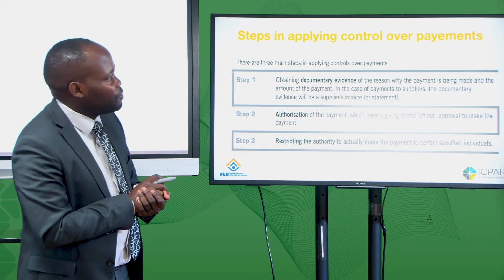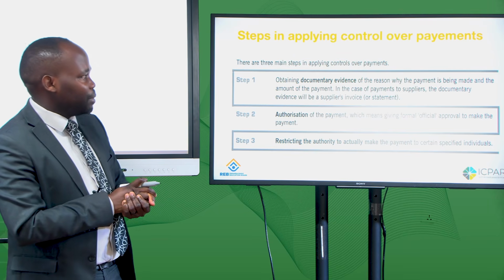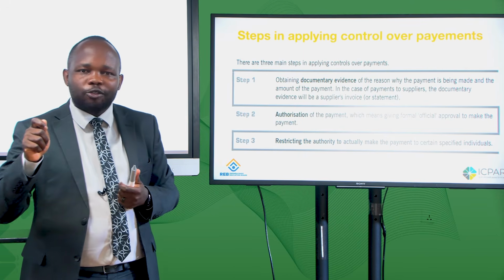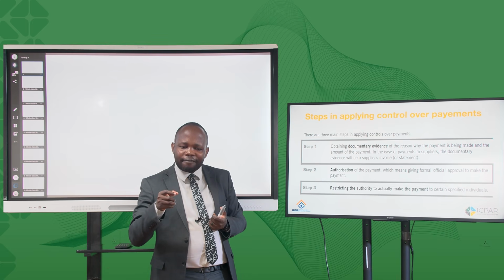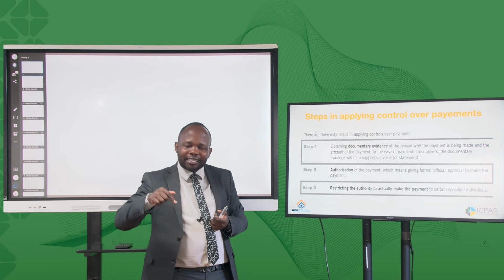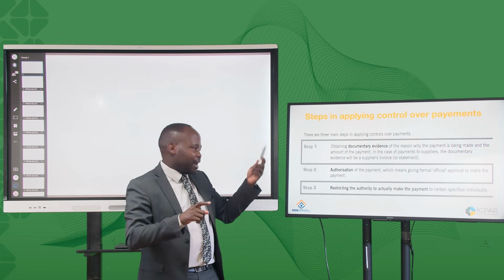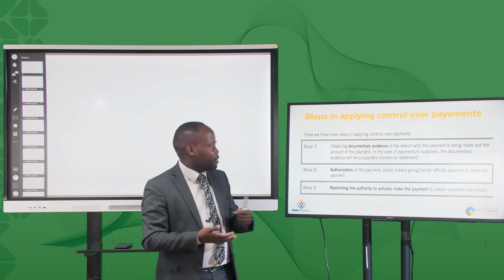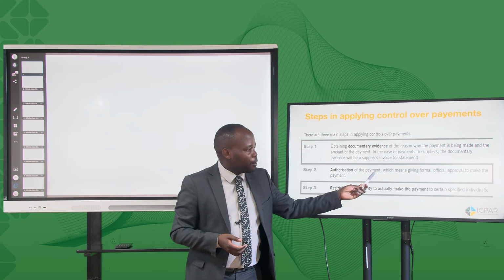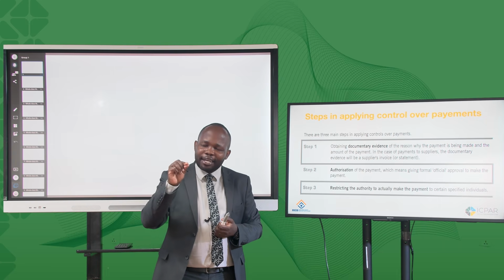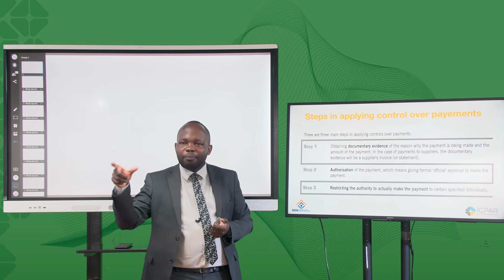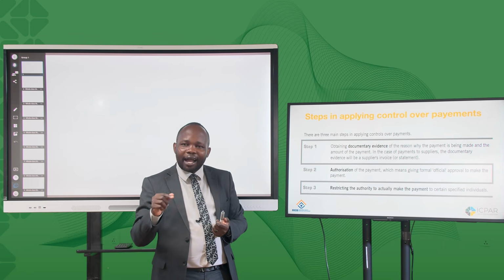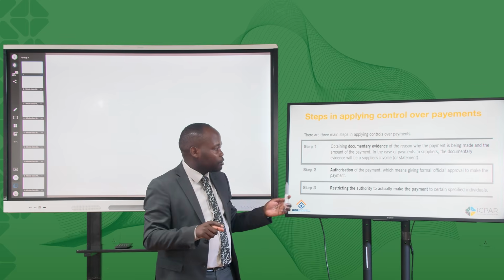Which are the steps that we follow, that we apply in making payments? Number 1, obtaining documentary evidence. That's the first step when you want to make a payment. So documentary evidence is the document that allows us to make the payment. I gave an example in the previous case of having an invoice attached to the payment, to the check. Number 2, authorization of the payment, which means there must be a senior official who allows the payment to take place. He gives his authorization by maybe signing a payment voucher or signing a document within the organization that allows the payment to take place.